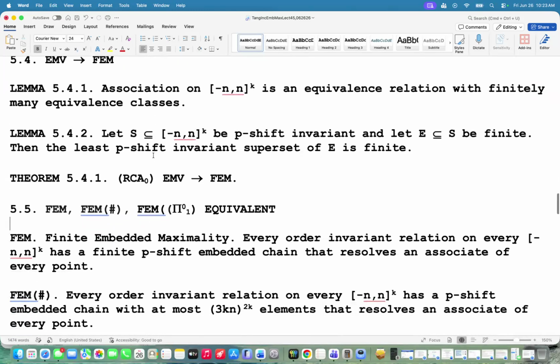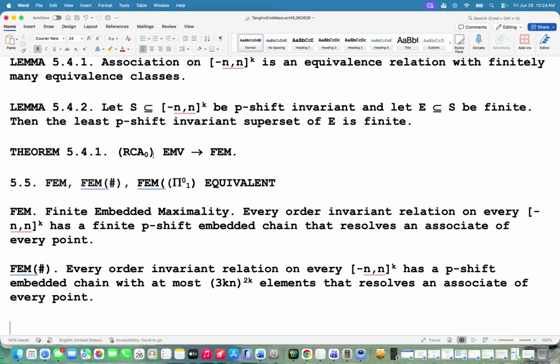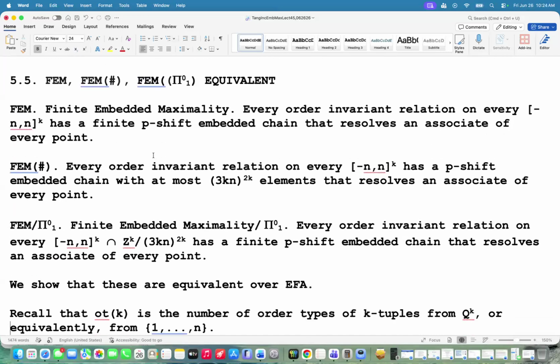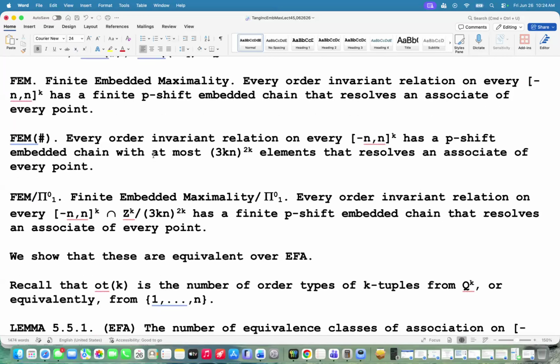Now we actually get that everything in sight is equivalent over PRA. These are all the finite statements. And the way I do that, I review the statements. Here they are, those three. And I show that each one implies the next. And this requires some computation. So how do I show FEM implies FEM star?